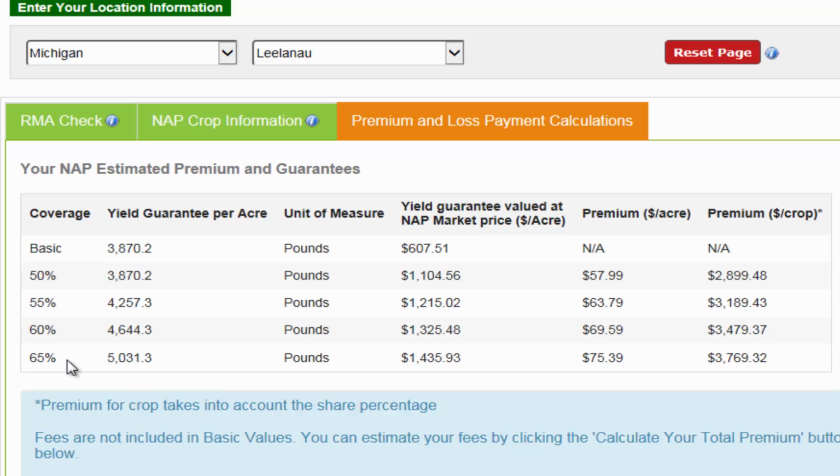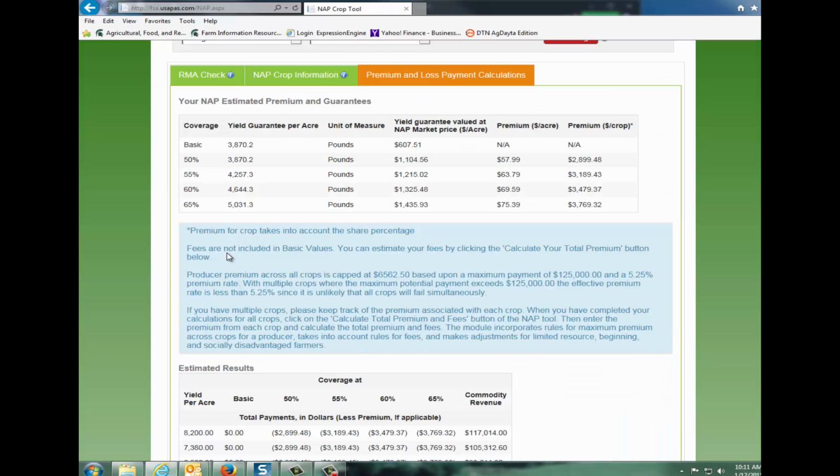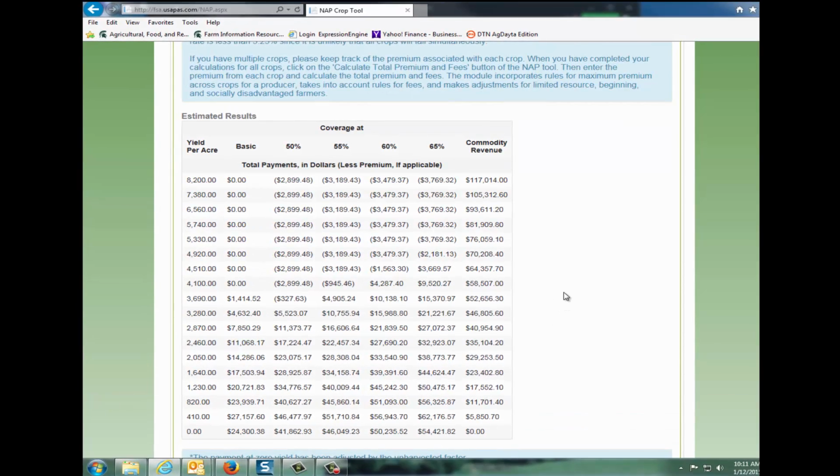We also can go through the same method with 55%, 60%, and 65% of these different levels following the same method. This is 65% of my approved yield. Notice that none of these numbers over here are greater than $6,562.50. Producer maximum is capped at $6,562, and we'll go through an example in just a minute to explain how that works.